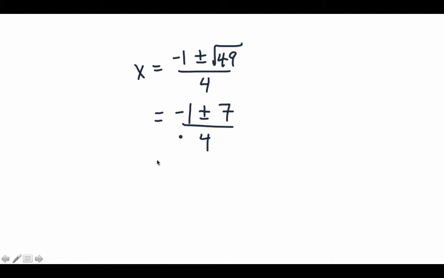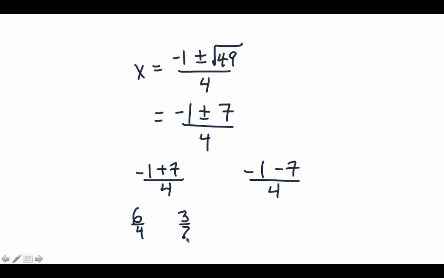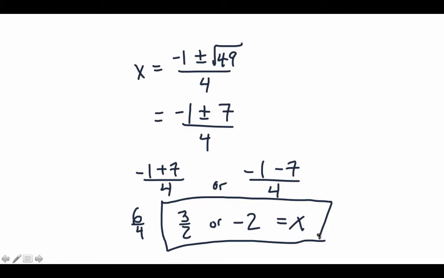So now we just do the math here. Negative 1 plus 7 divided by 4. Negative 1 minus 7 divided by 4. Negative 1 plus 7 is 6. 6 divided by 4 is 3 halves. Or negative 1 minus 7 is negative 8. Negative 8 divided by 4 is negative 2. If you look at what we did earlier when we factored to solve, we got those two solutions.